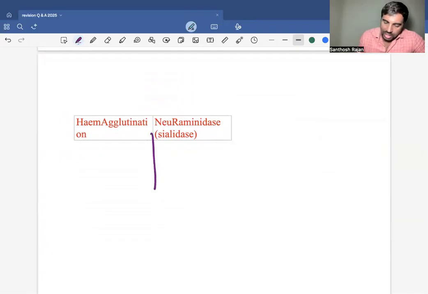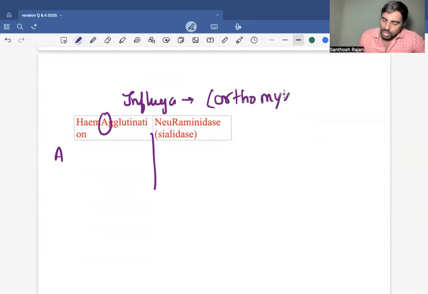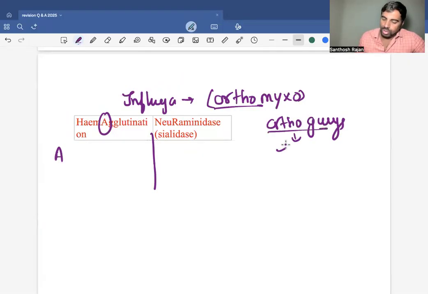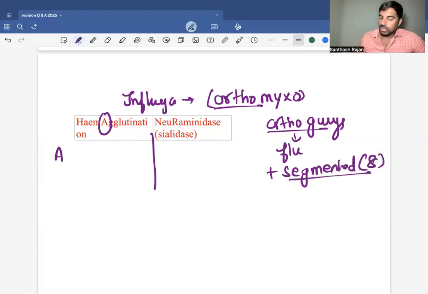So hemagglutinin is basically the H of influenza A. This influenza virus comes under the orthomyxovirus group. That means it's the only virus in the orthomyxo group. All the ortho guys get what? Flu. All the ortho guys have influenza. And plus, remember, they all have a segmented body. Segmented, not six-pack, they have 8 packs also nowadays. Segmented, 8 segments. All the ortho guys have flu. First important question.